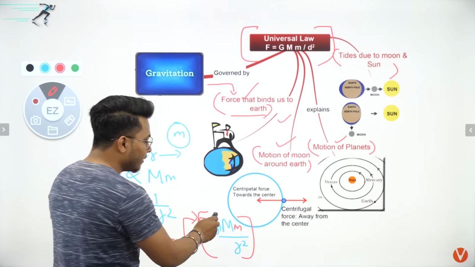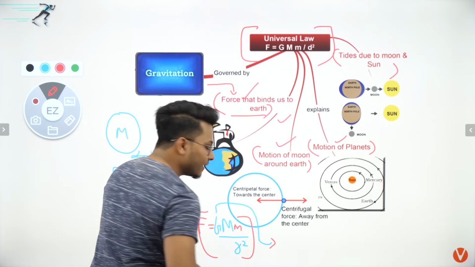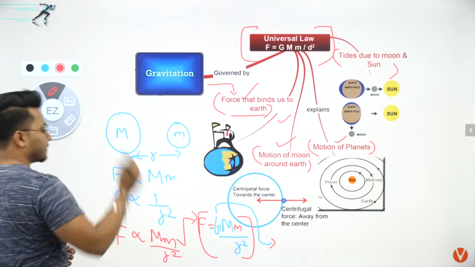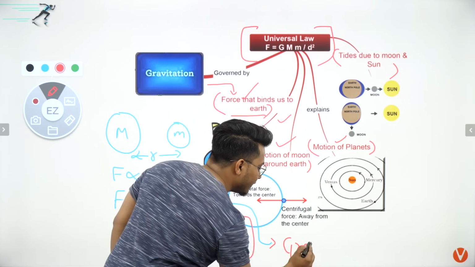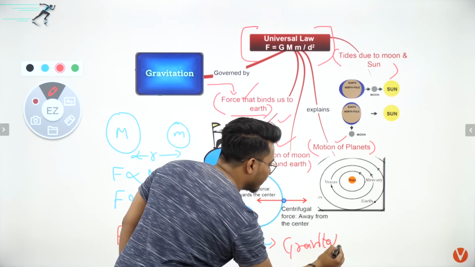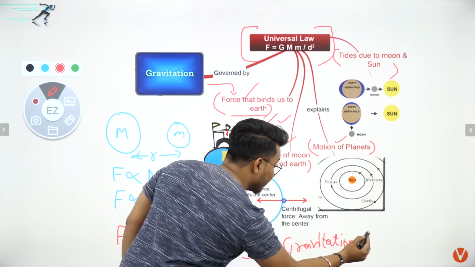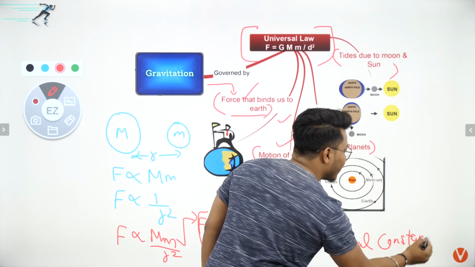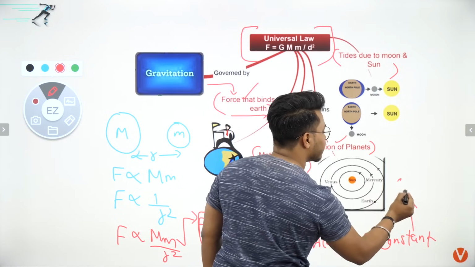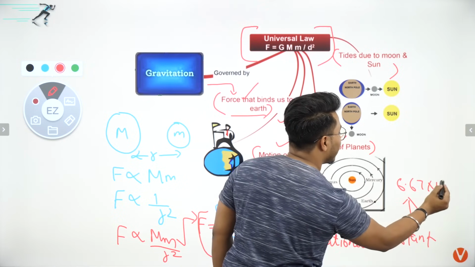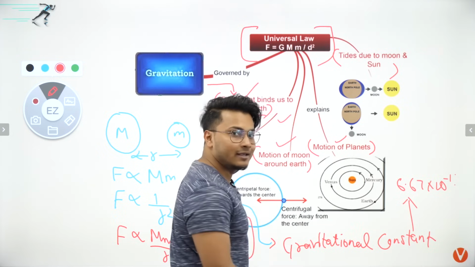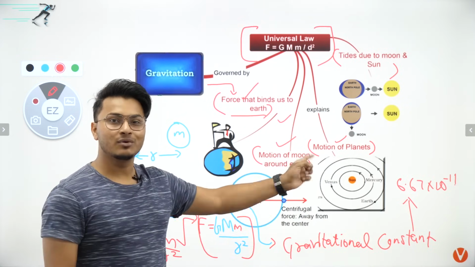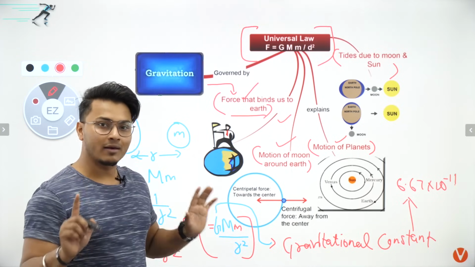Now what is this G? I'm pretty sure all of you know this G is nothing but your gravitational constant. The name is universal gravitational constant. And what is the value of the universal gravitational constant? It is 6.67 into 10 power minus 11. That is the value of your gravitational constant. 6.67 into 10 power minus 11. If you didn't know, note it down now, okay?